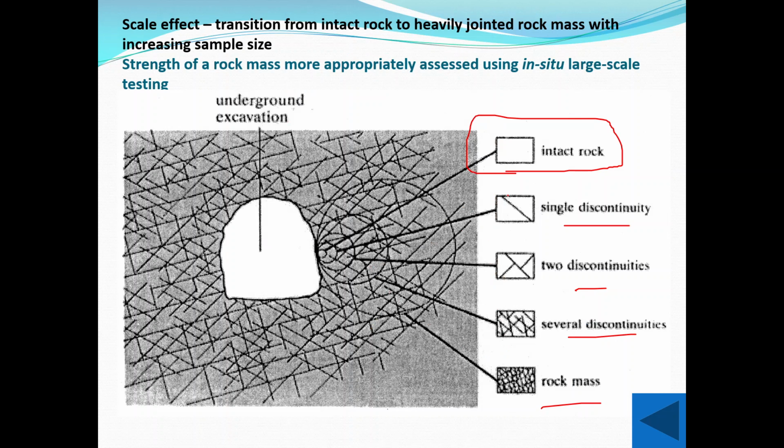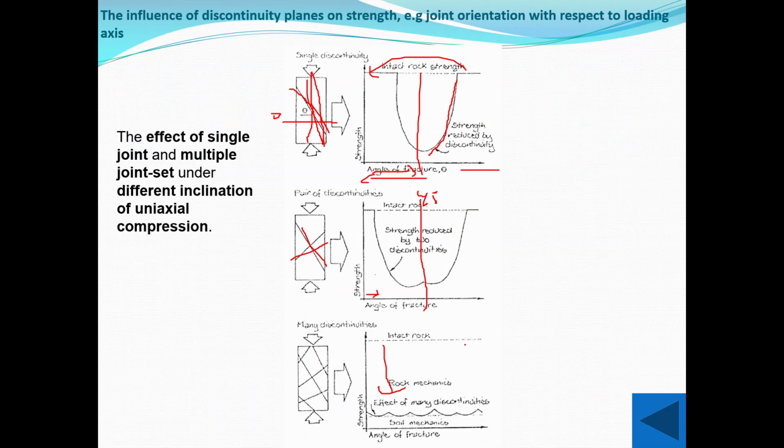That's why, if you measure intact rock, normally the strength is very high, but for rock mass the strength is normally reduced because it is influenced by discontinuity. In the next chapter we will discuss rock mass, so you will be able to differentiate between rock mass and intact rock. That's all for rock testing. Thank you very much for your attention.